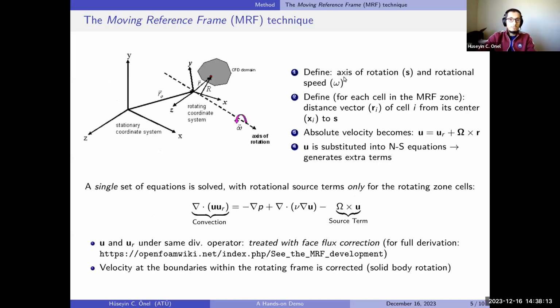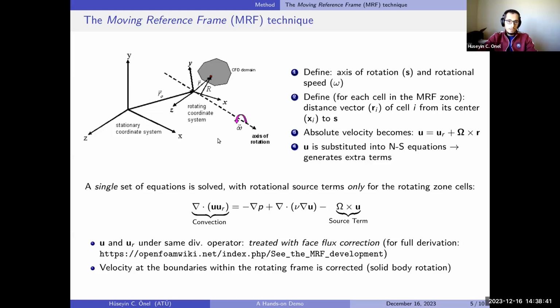So what about the moving reference frame? Moving reference frame is a technique that can run in steady state. It is kind of a difficult thing to grasp. First you define a rotating axis of rotation. For the MRF zone, within the solution domain, you define a small zone which rotates actually.